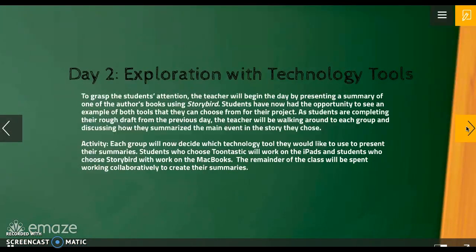On day 2, the teacher will use the website Storybird to model a summary of one of the author's stories. Again, the students will have the opportunity to preview one of their options for their final project. The activity will be each group will now decide which technology tool they would like to use to present their summaries. The remainder of the class will be spent working collaboratively to create their summaries.